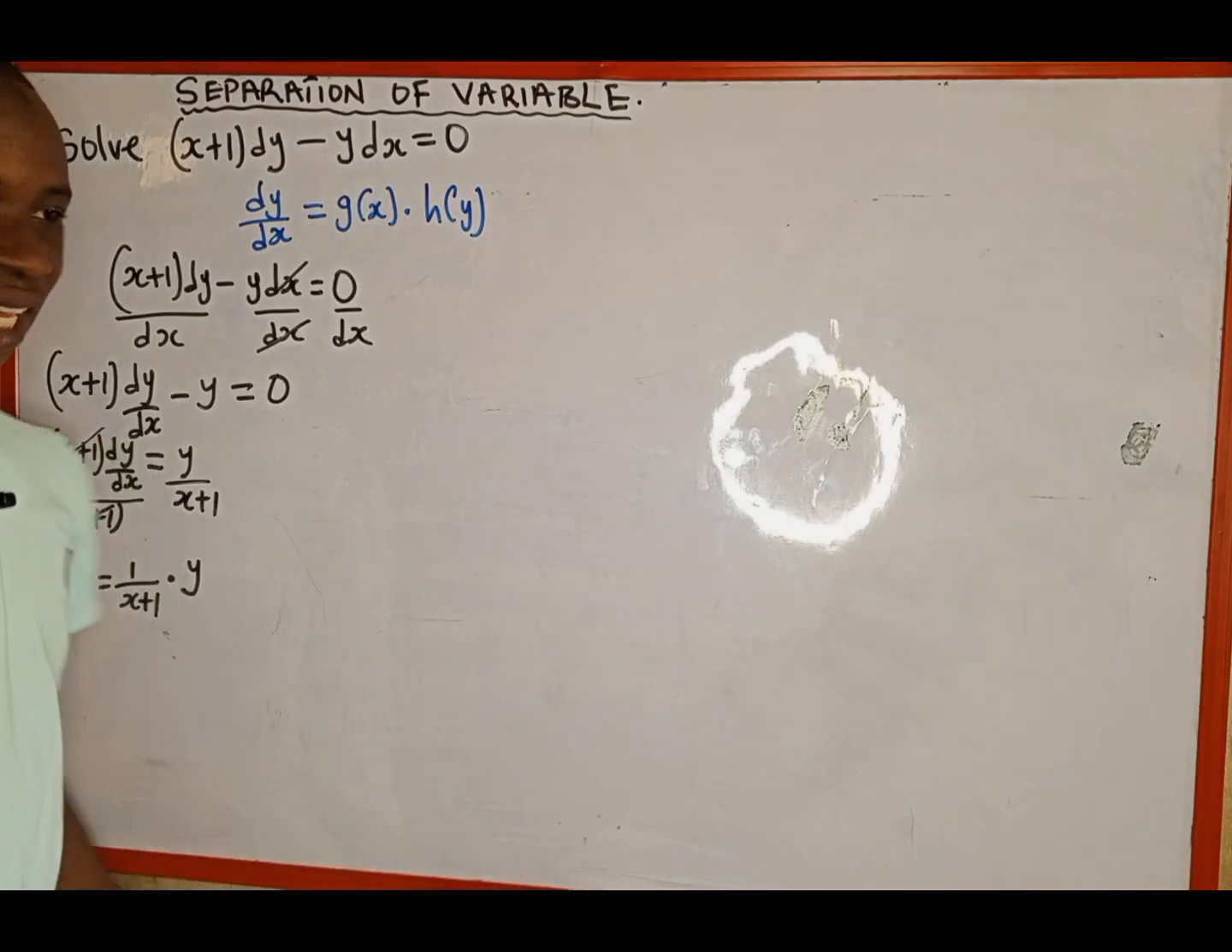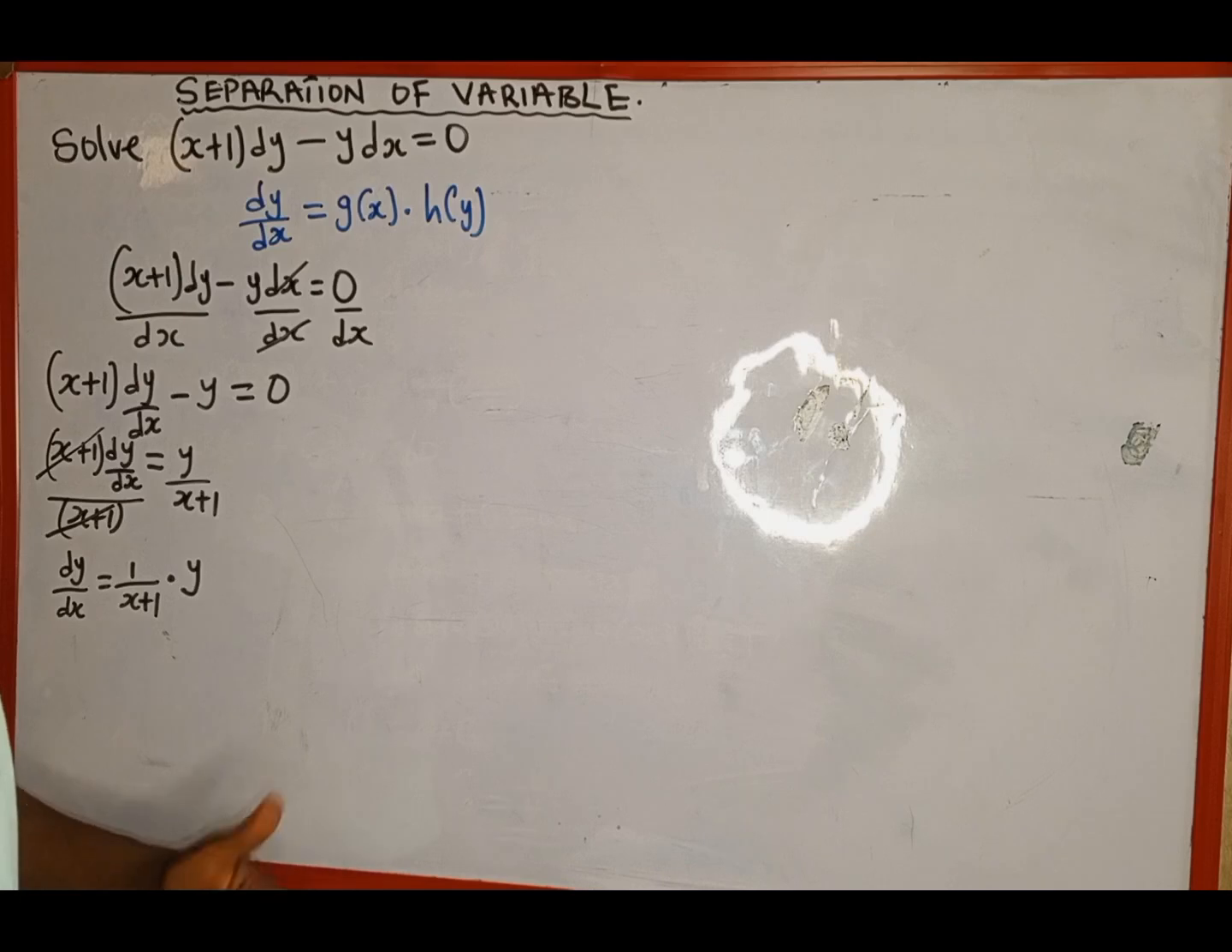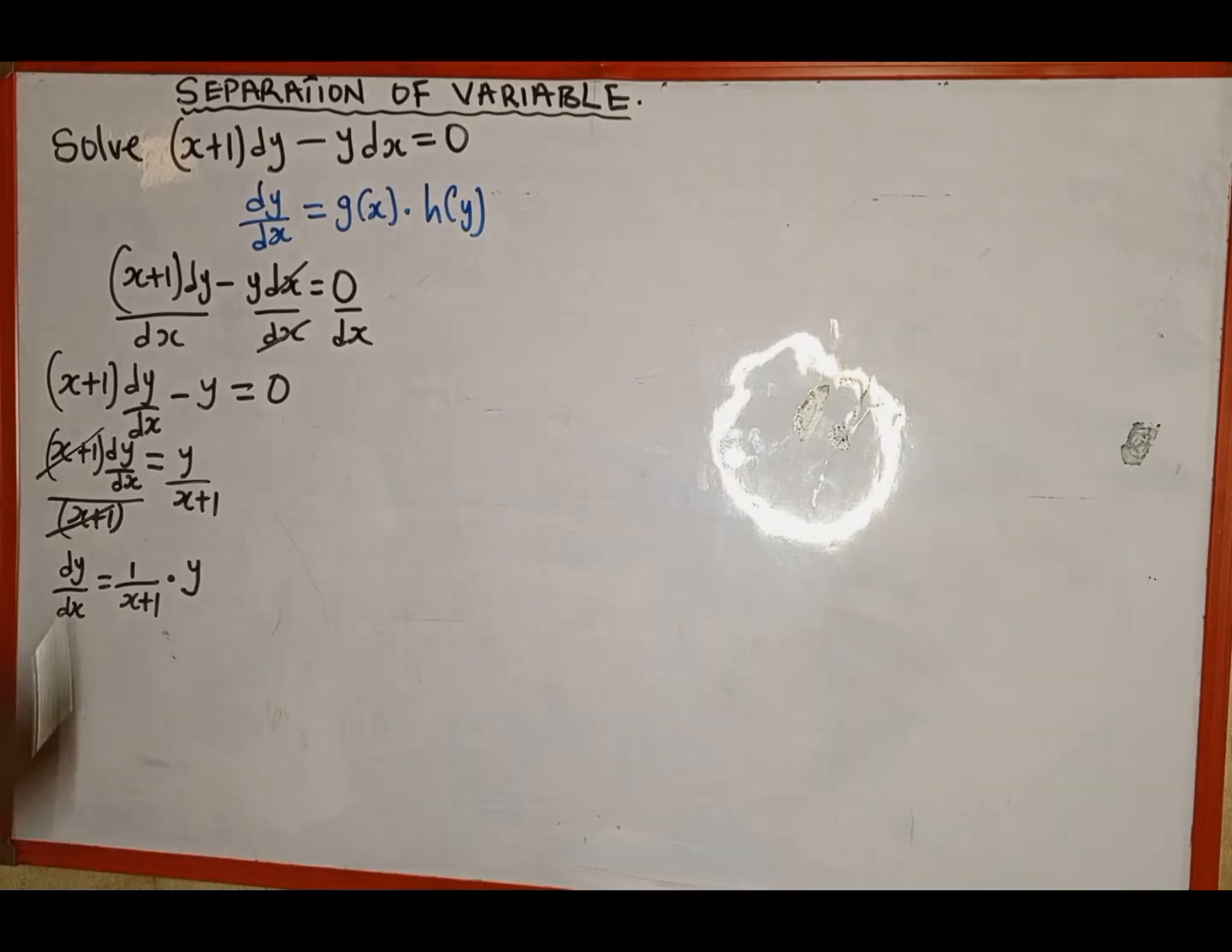So now that we know that this equation can be separated, we can work ahead to solve it using separation of variables. What are we going to do? The first thing we are going to do is to cross multiply. So with cross multiplication, (x + 1) multiplied by dy gives us (x + 1) dy, which is equal to 1 multiplied by y, which gives us y dx.